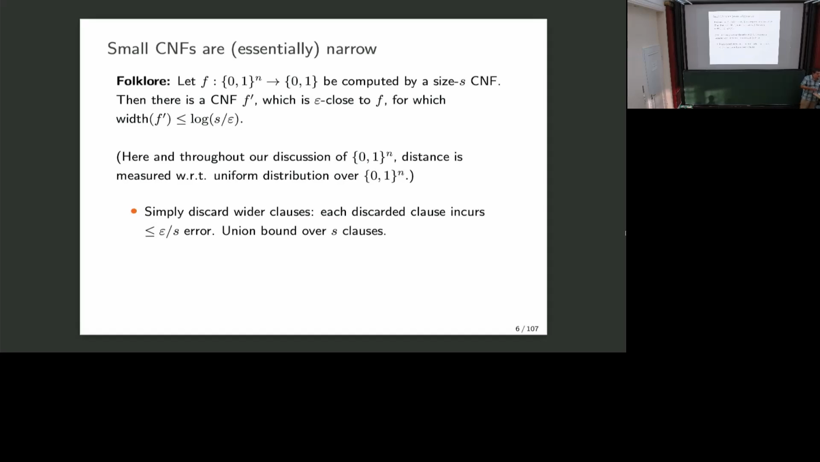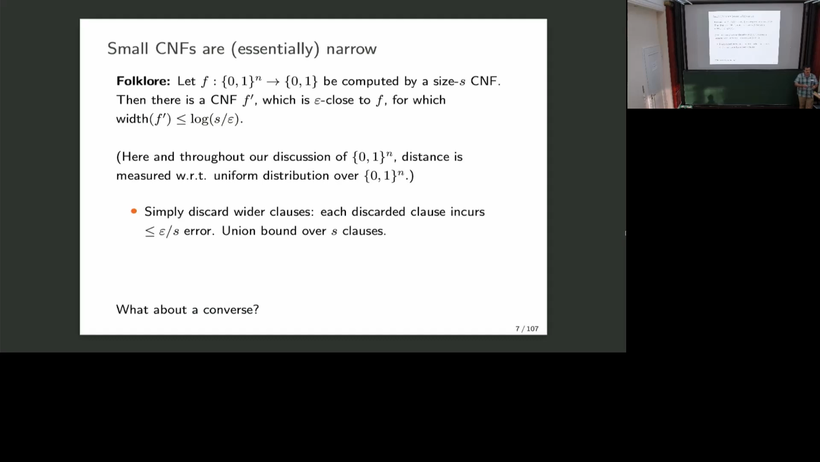So the punchline here is that small CNFs, if the size is not too large, are essentially narrow. They can be approximated by narrow formulas. So the size is also smaller than S, right? Yeah, the size would only go down. It's a sub-formula, in fact. Exactly. So this is a very simple result, not so interesting, but we might ask, what about a converse?